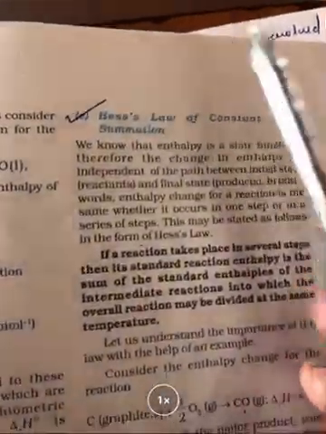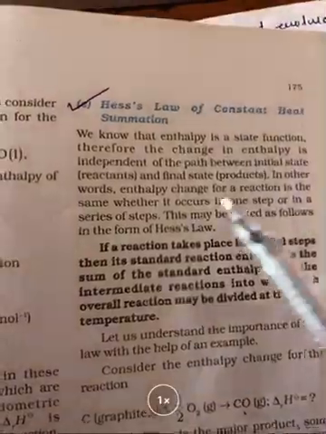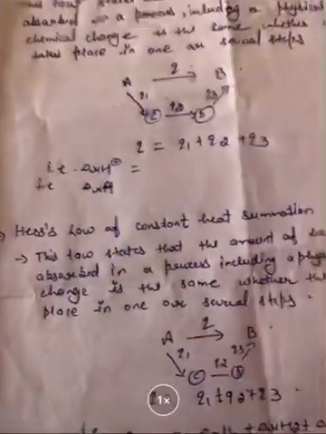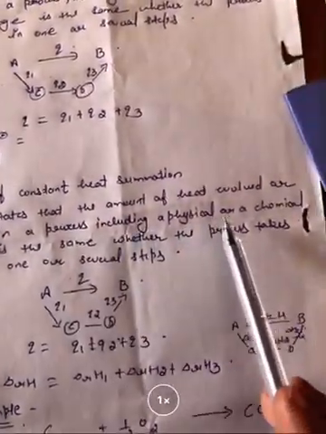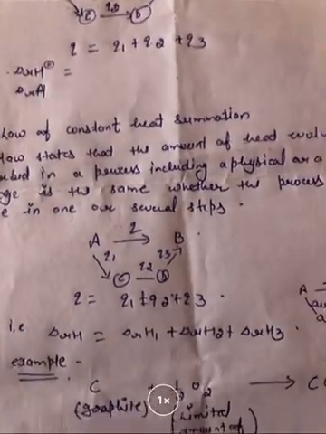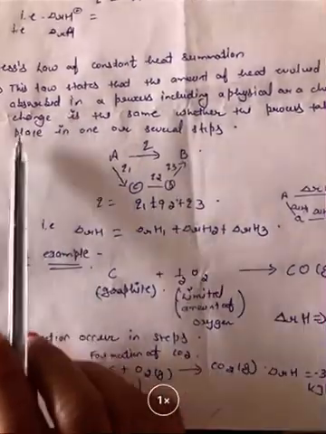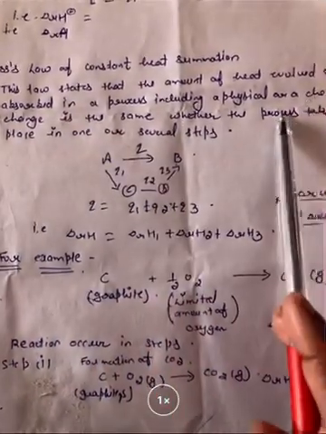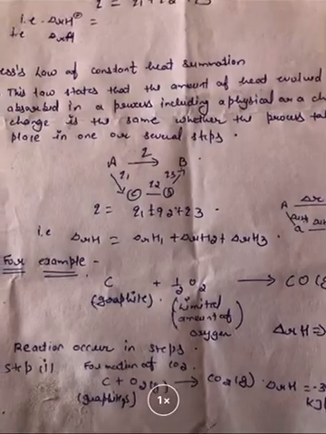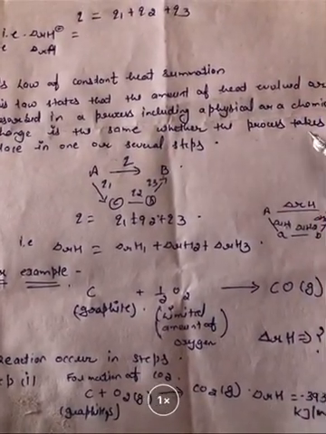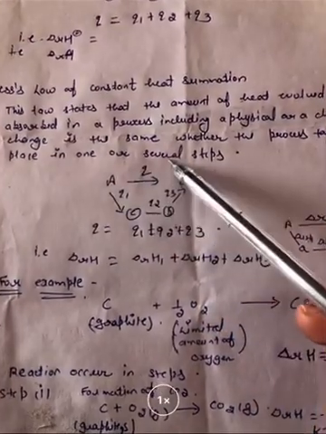Here, and next topic is the Hess law of constant heat summation. According to the Hess law, this law states that the amount of heat evolved or absorbed in a process including a physical or a chemical change is the same whether the process takes place in one or several steps.